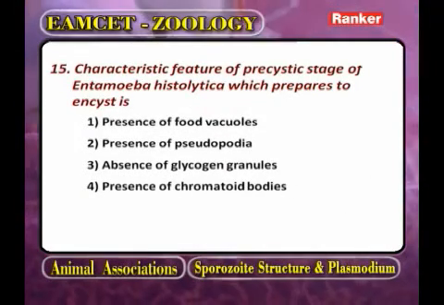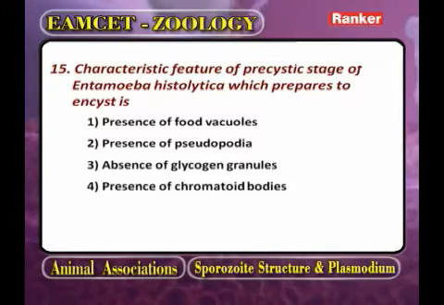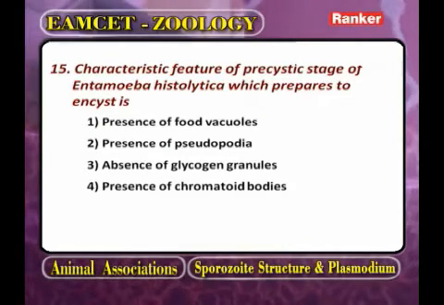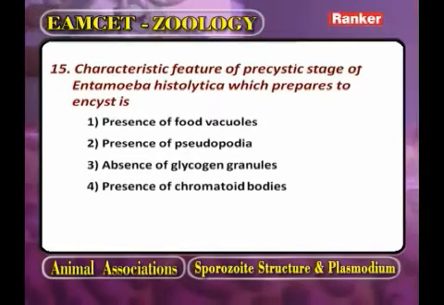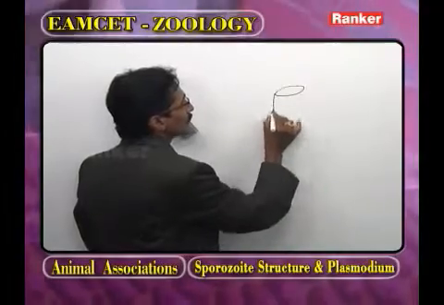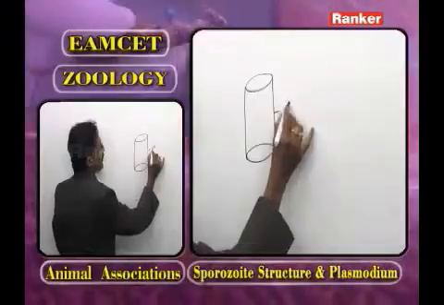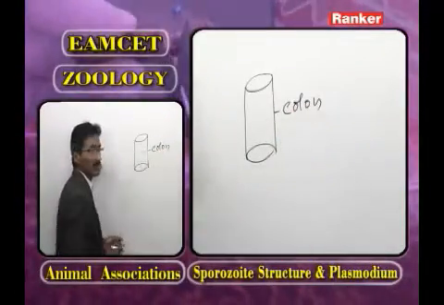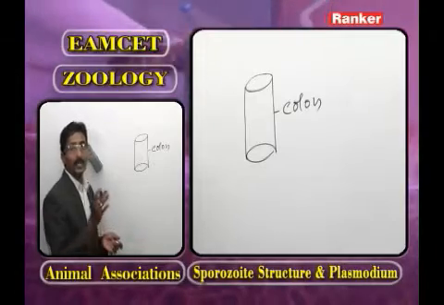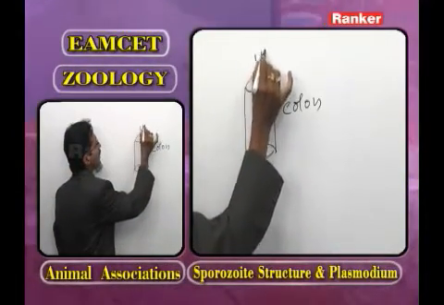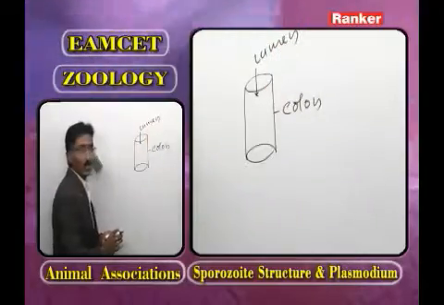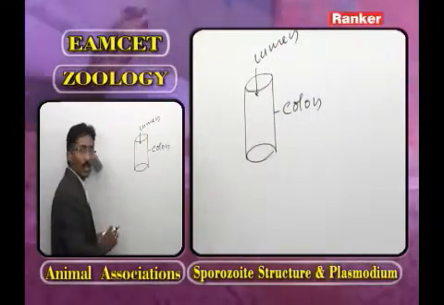Characteristic feature of pre-cystic stage of Entamoeba histolytica which prepares to encyst is. Now, as we observe the life history of Entamoeba histolytica, this part we call the colon. What is the colon? It is the part of the large intestine. Now, this one we call the lumen. What is meant by lumen? It is the cavity of the colon.